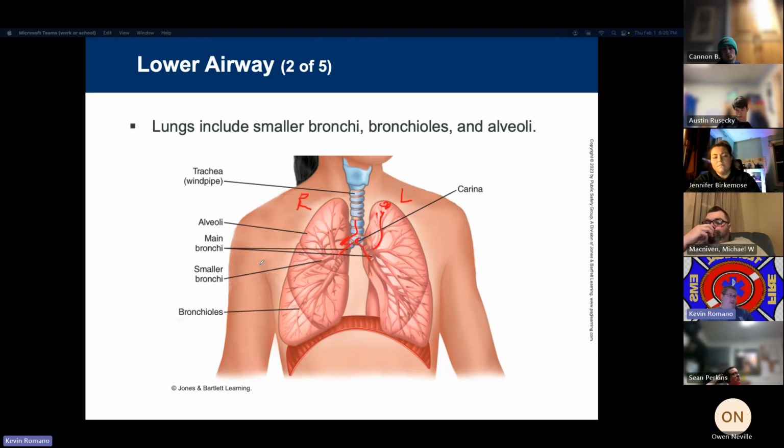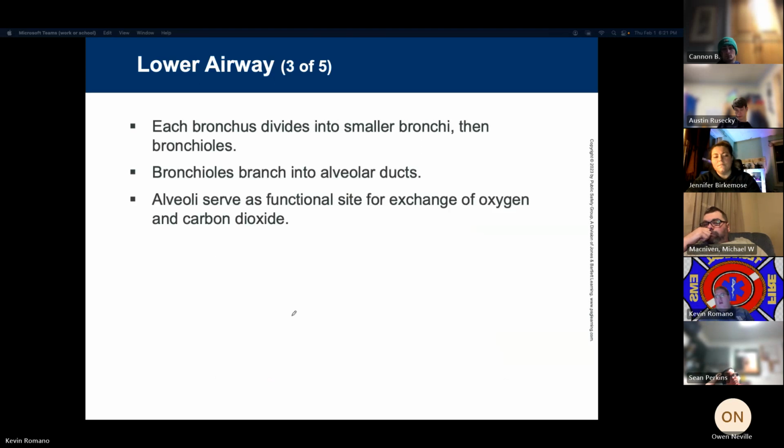But again, it goes to the bronchi, into the smaller bronchi, into the bronchioles. After the bronchioles, now we have our alveoli. Each bronchus divides into small bronchi. It goes into the bronchioles. Bronchioles then branch into the alveolar ducts, right? And the alveoli serve as a functional site for exchange of oxygen and carbon dioxide. But what's important about this here? We're going to cover that in the next slide.